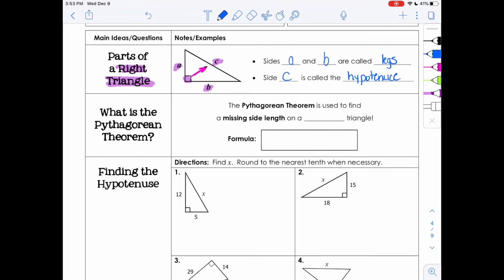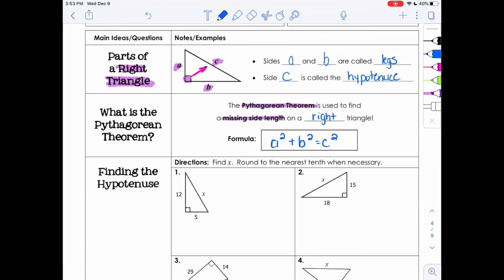And again, this is just for right triangles. So we can use the Pythagorean theorem to find missing side lengths. So that's the purpose of it. And again, it's to find missing side lengths of right triangles. And the Pythagorean theorem has a formula: a squared plus b squared equals c squared.